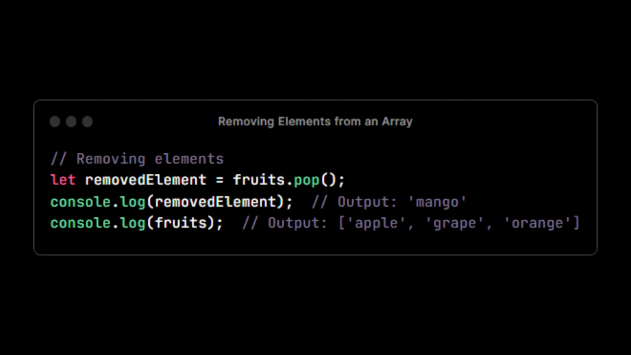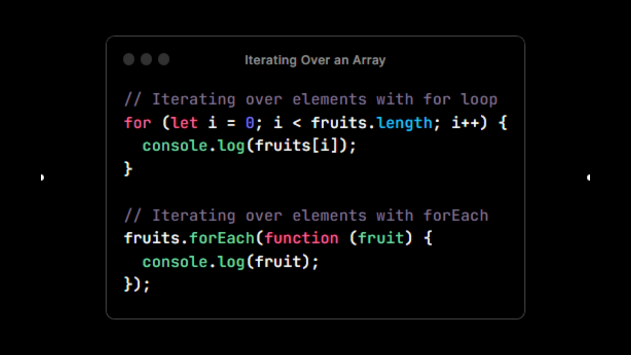Removing elements from an array. To remove elements from an array, you can use the pop method. It removes the last element from the array and returns that element. Iterating over an array. You can loop through each element of an array using different looping constructs like for loop or forEach method. Here's an example of each.